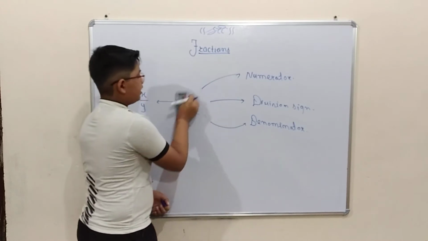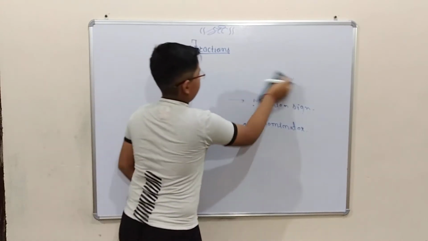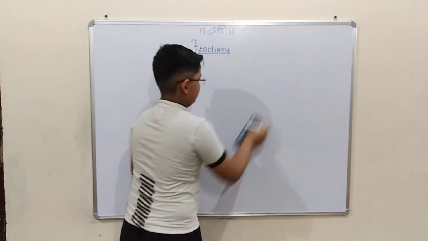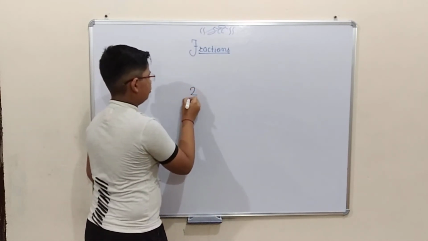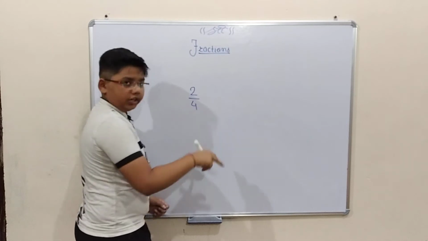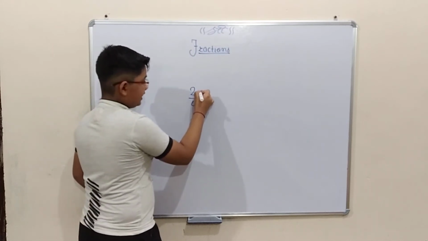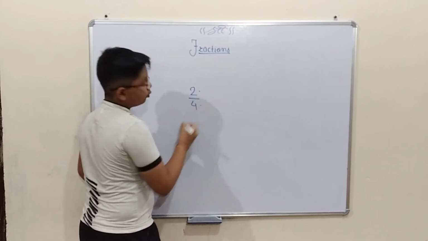Now we can simplify fractions. Suppose I take a simpler fraction, let's say 2 over 4. What does it indicate? This 2 is a part from the 4 total parts.